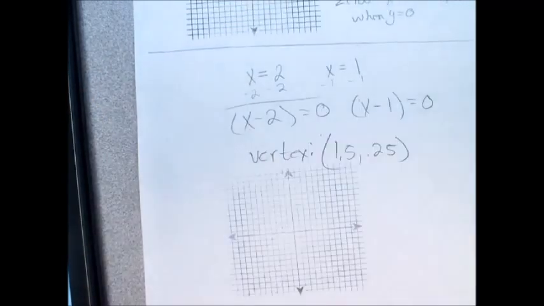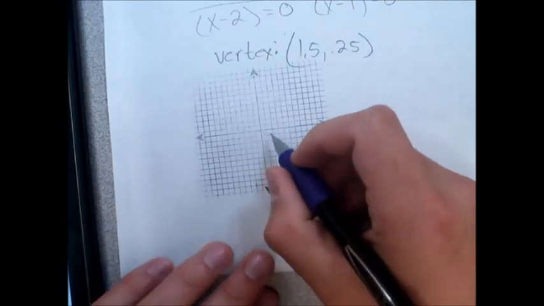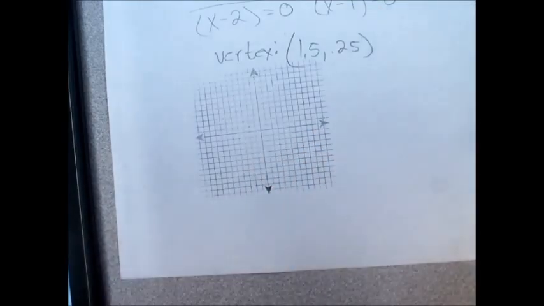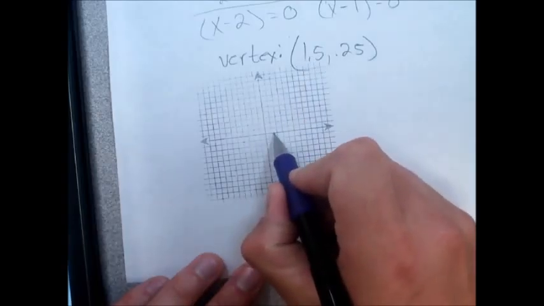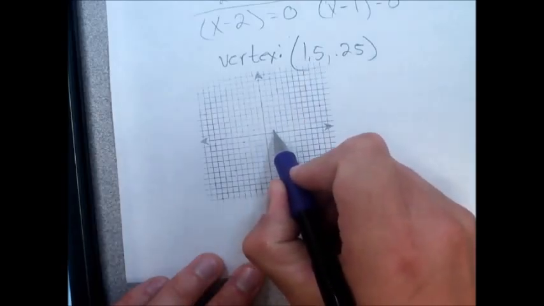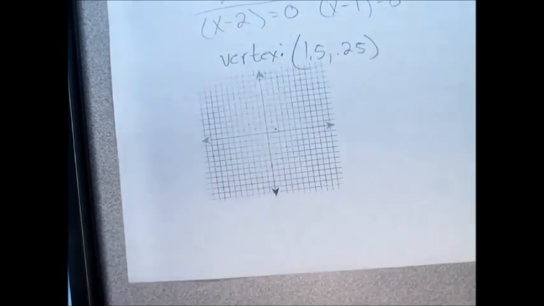Now I know that's harder on these graphs that only go up by one whole increment, so you might change your increment to 0.25 or 0.5, whatever you need to do. Okay, so 1.5 comma 0.25 is approximately right there. Remembering that our equation was a negative, that means it's opening downwards.